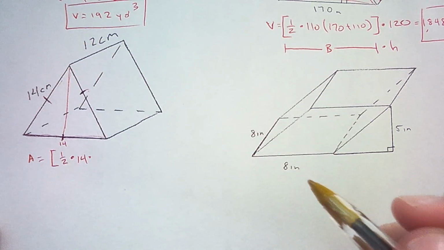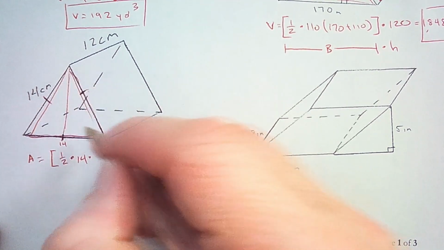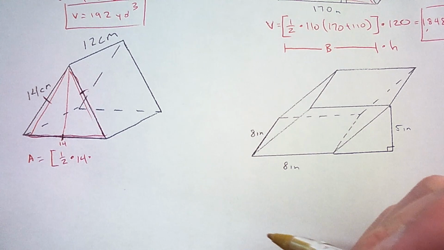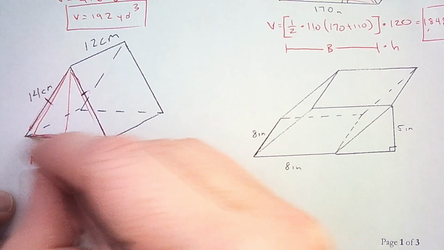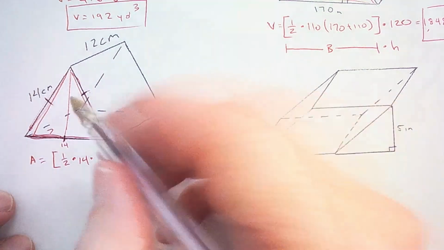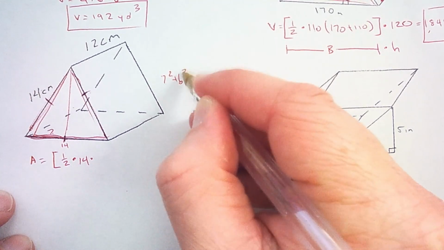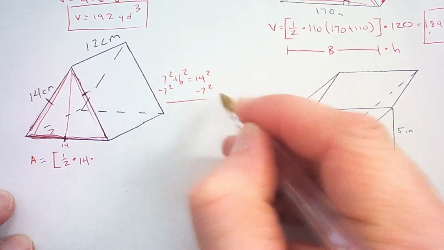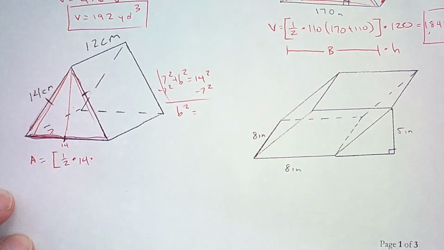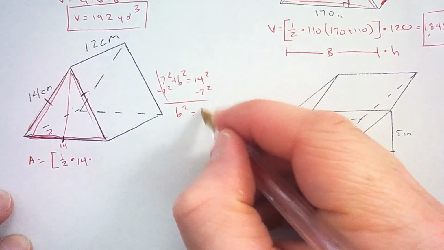Now the height of the triangle is right here. I'm not worried about the height of the prism yet, the distance between the bases. I'm just worried about this triangle. And this triangle has a height that we do not know. But I can use the Pythagorean theorem to get it. So I've got a 14 here. Here I have a 7. So I can do leg squared plus leg squared equals hypotenuse squared. That's 7 squared plus b squared equals 14 squared. And I can subtract 7 squared from both sides. So b squared equals 14 squared minus 7 squared, which is 147.